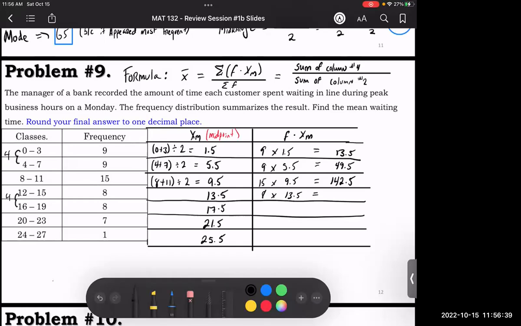108. Then we do 8 times 17.5, 7 times 21.5. The last one I'm going to do, 1 times 25.5. That one's easy. It's 25.5. The other two, I got to use the calculator. 8 times 17.5 would give you 140. And then 7 times 21.5 is 150.5.